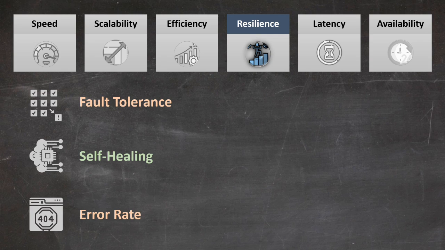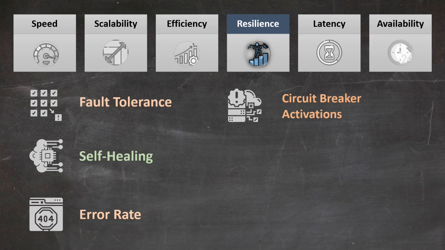The fourth metric is a great way for me to ask you to check out one of my previous tutorial videos, since it's about the number or frequency of circuit breaker activations to prevent cascading failures during a defined period of time. Next are metrics around recovery.